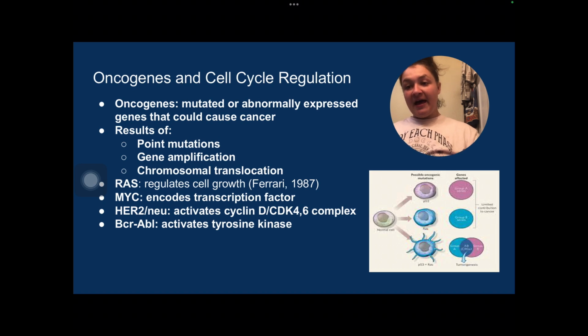HER2/neu signaling activates the cyclin D1-CDK4/6 complex. Cyclin D1 is upregulated as a result of HER2/neu signaling and is associated with CDK4 and 6 to phosphorylate the retinoblastoma protein. In many breast cancers, HER2/neu is overexpressed due to gene amplification. This overexpression leads to excessive signaling that promotes tumor growth, aggressiveness, and resistance to apoptosis.